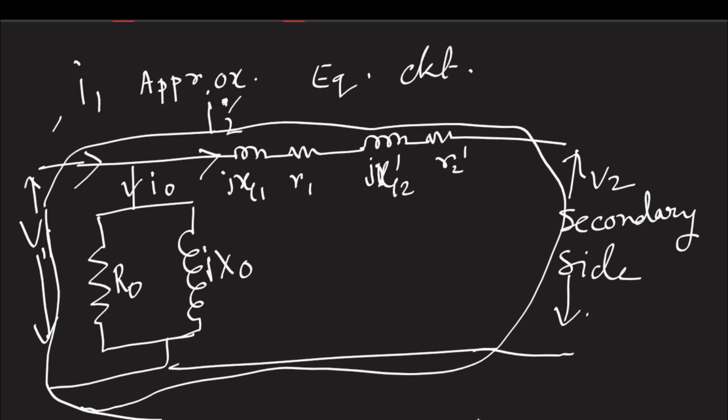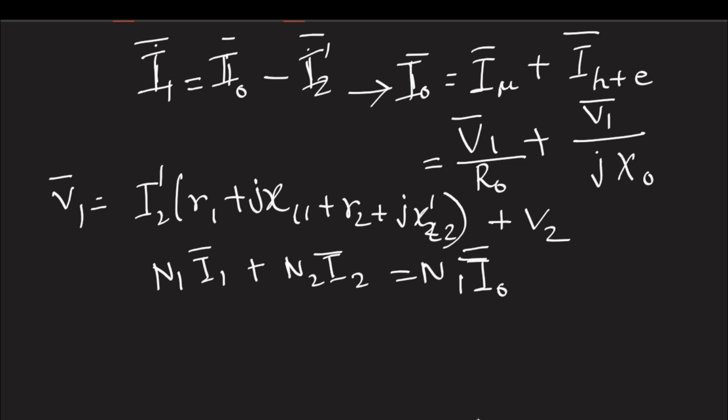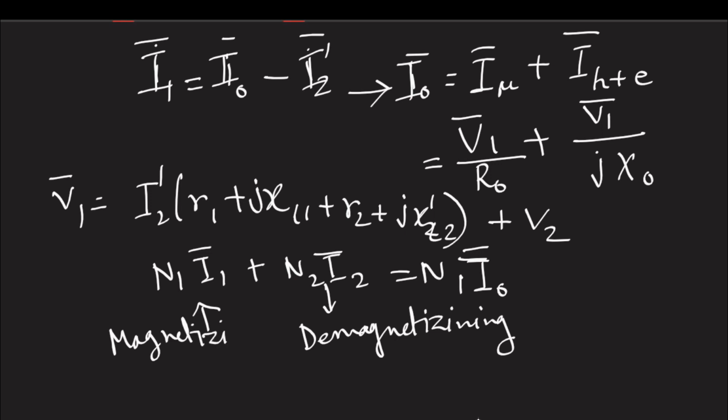So what change can we incorporate? We understand that this one is also correct, that N1 I1 plus N2 I2 bar was N1 I0. This is also true. This gives us the essence that if we consider this as our demagnetizing MMF, this gives us the magnetizing MMF, and this one as the required MMF.